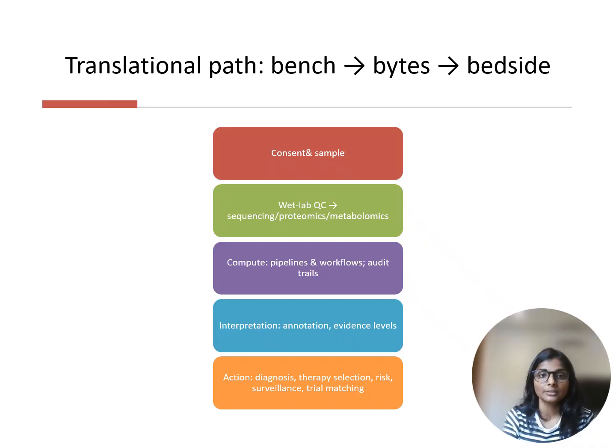So once we have consent, then a sample can be obtained. Not just a sample, it has to be the right sample, tissue block or blood for circulating DNA, for example. And then you go into your wet lab QC, so check quantity and quality, fragment size and controls. Failures at this point will waste time later on.